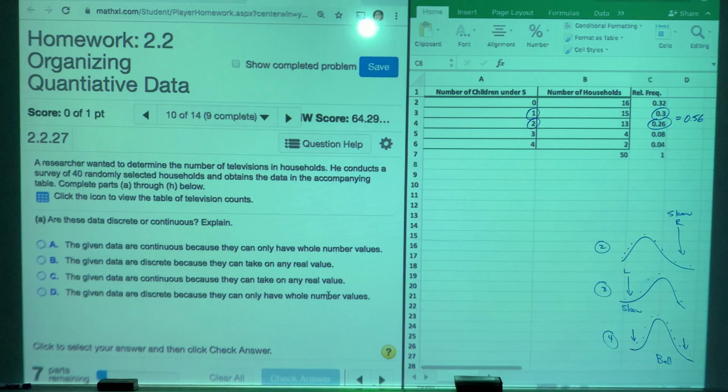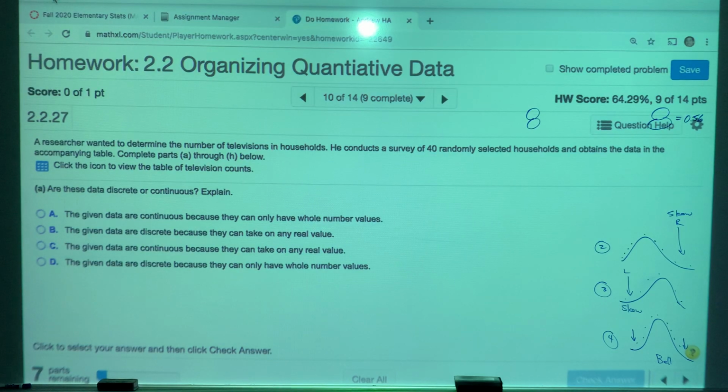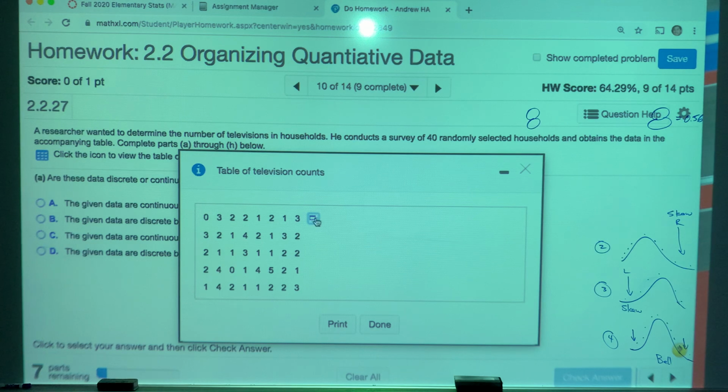This next one says, a researcher wanted to determine the number of televisions in a household. He conducts a survey of 40 randomly selected households and obtains the data in the accompanying table. Complete parts A through H below. All right, so I'm going to close out this one, and I'm going to open up a new data set, okay? So let me look at my table here. I'm going to open up this new data set. So there it is.